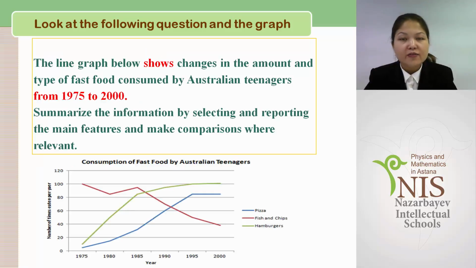Now let's look at the following question and the graph. The line graph below shows changes in the amount and type of fast food consumed by Australian teenagers from 1975 to 2000. Summarize the information by selecting and reporting the main features and make comparisons where relevant.